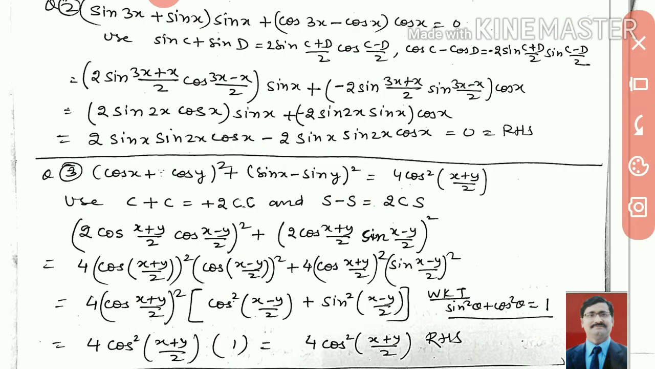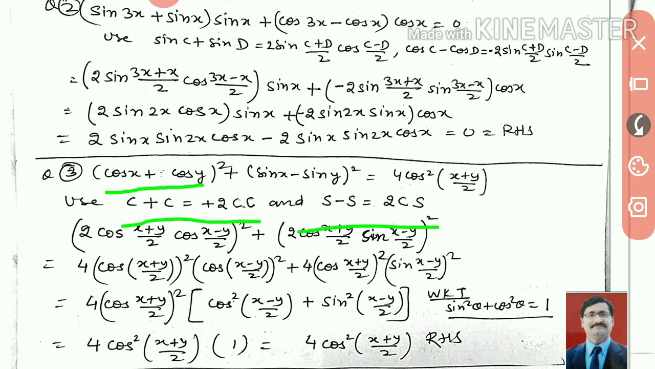Question number 3: (cos x + cos y) whole square plus (sin x − sin y) whole square equal to 4 cos square((x+y)/2). This we have to prove. You will use here in first cos C + cos D equal to 2 cos((C+D)/2) cos((C−D)/2), and sin C − sin D equal to 2 cos((C+D)/2) sin((C−D)/2). You can write this formula in short format.